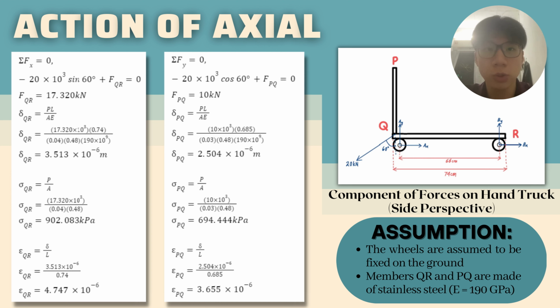Then, with the forces we obtain, we can determine the deformations of the members by using the formula PL per AE, which gives 3.513 × 10^-6 meter for QR and 2.504 × 10^-6 meter for PQ. Then, by using the formulas stress equal to P per A and strain equal to delta per L, we can get the values of stress and strain for members QR and PQ.